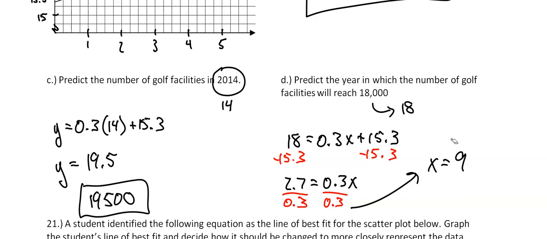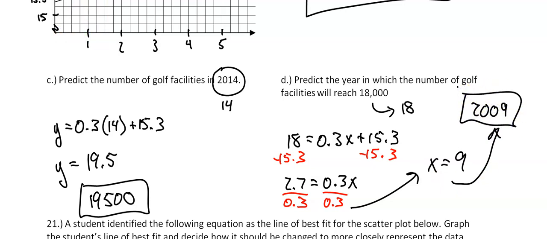I don't want to leave that as 9. Even though that was right in the middle of some of my data from before, when I think about the previous example, 9 makes sense because 2014 is going to be 19,500. So 9, I would interpret that as the year 2009. And again, that goes back to the scaling of my graph.